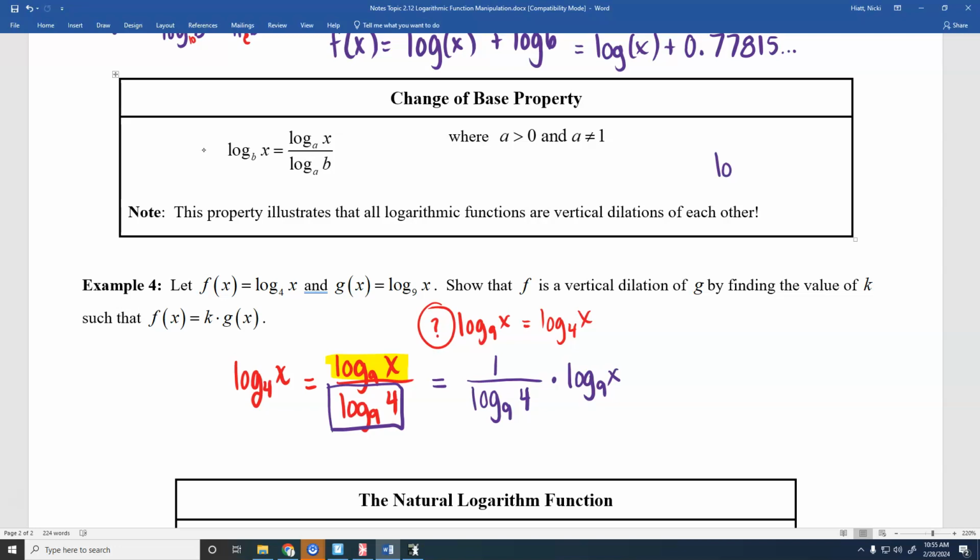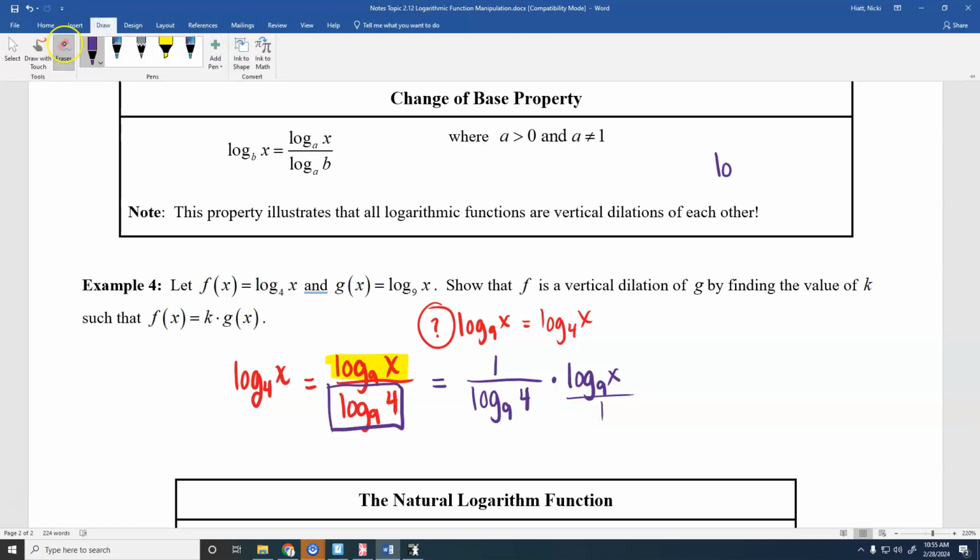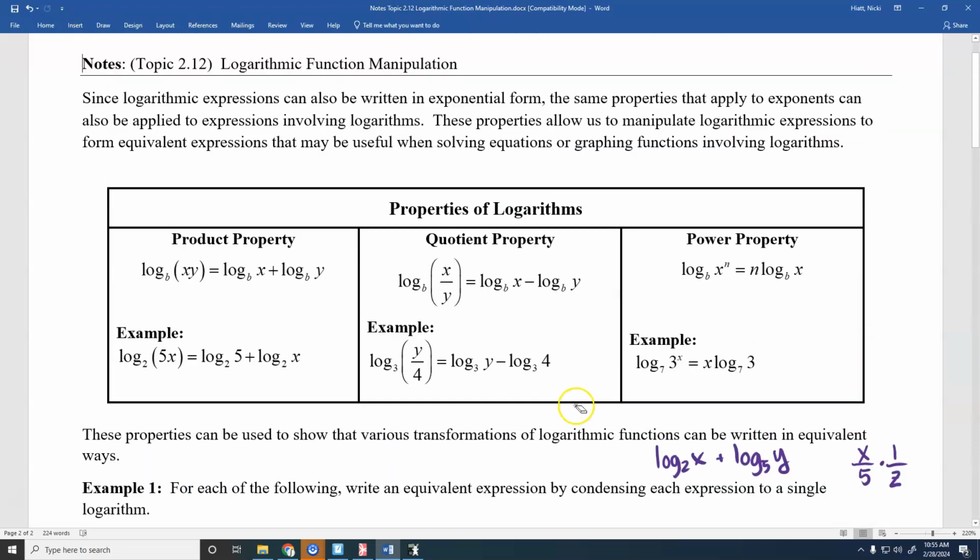Okay. If I want to put it back, let's think about putting it back together to see if it's equivalent. If I want to put it back together, I need them to both be fractions. I'd have to put this one over 1. I would multiply the top together, which would give me log base 9 of x. I would multiply the bottom together, which would give me log base 9 of 4. So it's equivalent to write it this way. All right, I'm going to erase that over 1 because we don't really need it right now.